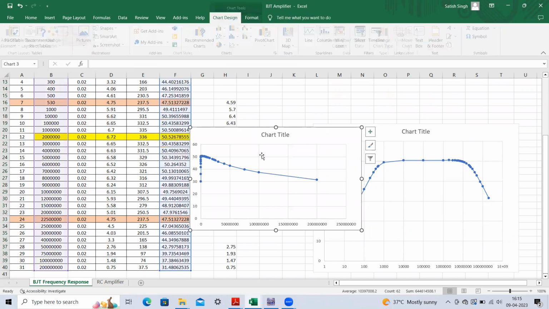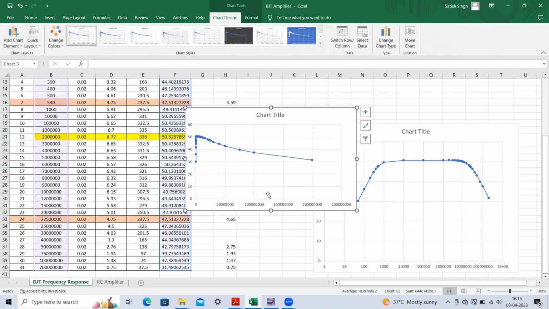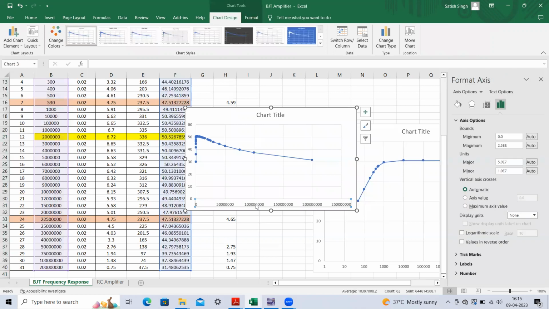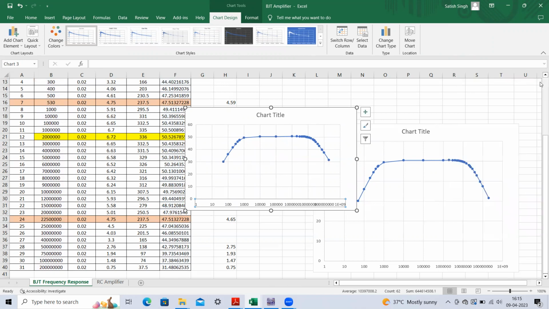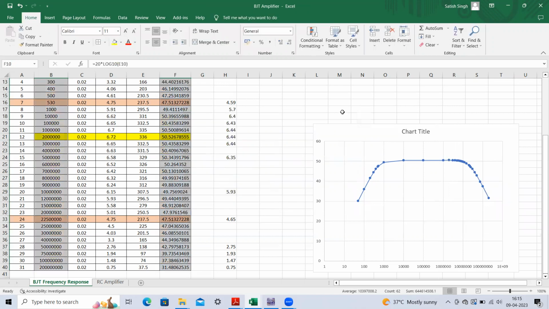So you can take this chart, and then you just click onto this particular scale, and here you can take this logarithmic scale. So this way you will be getting this chart. I have already done that so that you can see here. Here we have this curve.